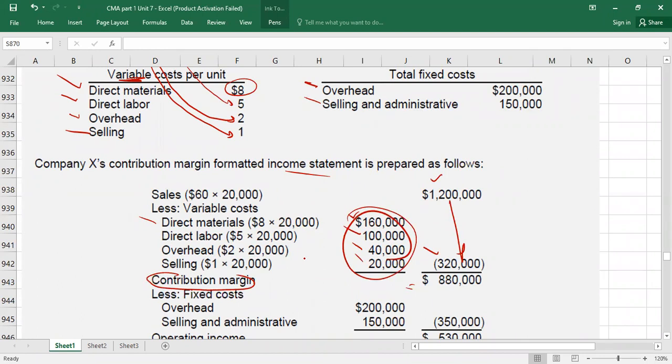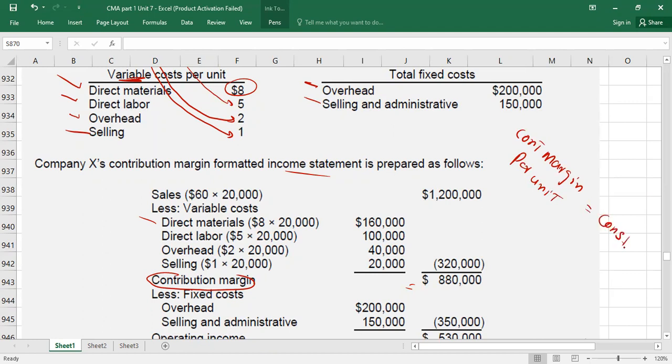Please take a note of what we assume. This is important. We always assume two things. We assume contribution margin per unit remains constant. Not forever, but for a short period of time.